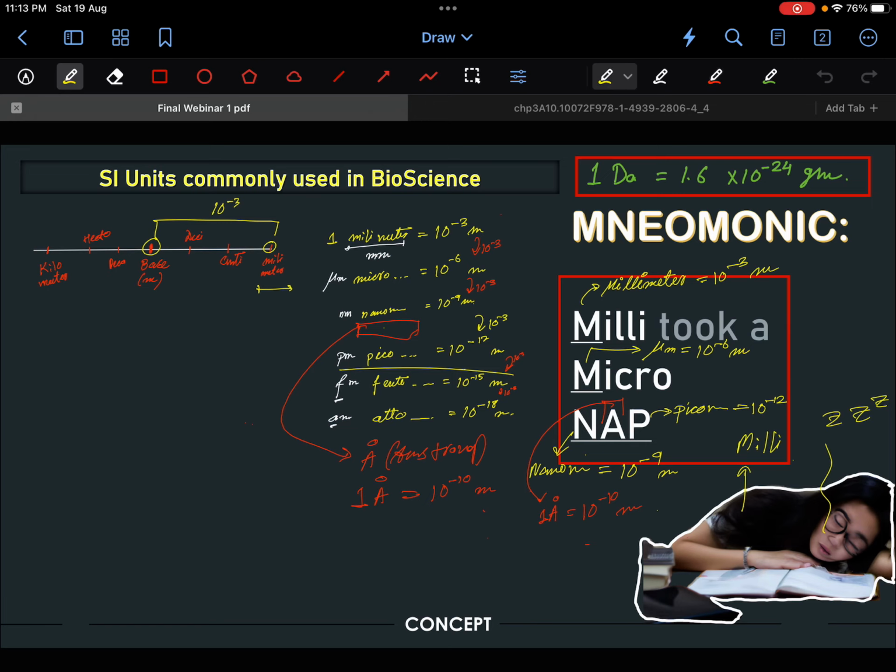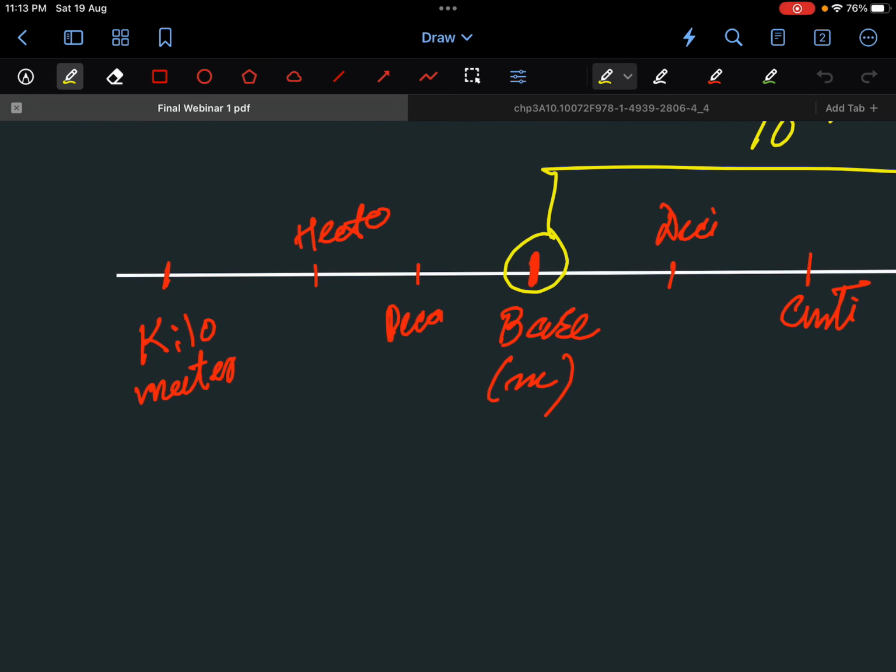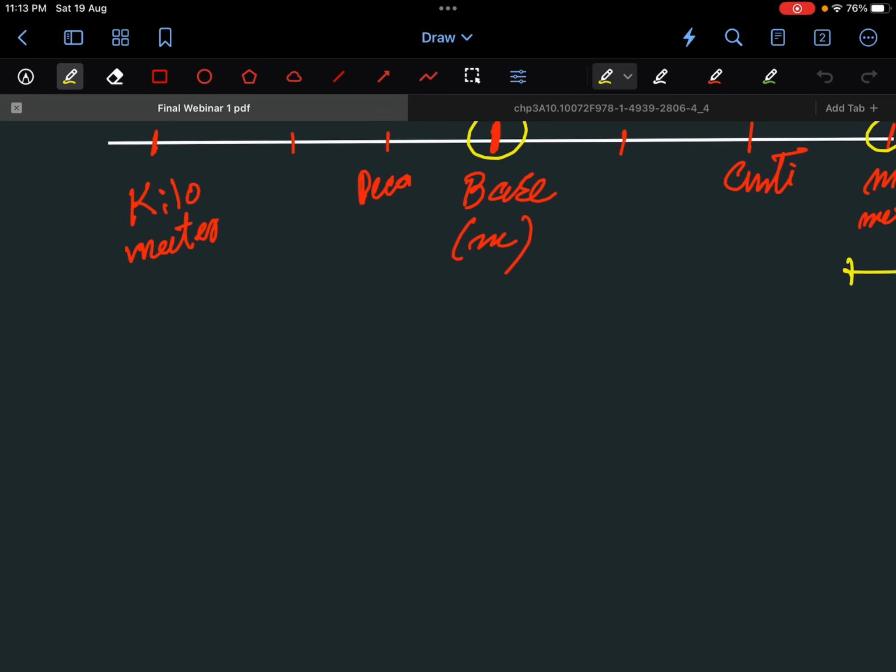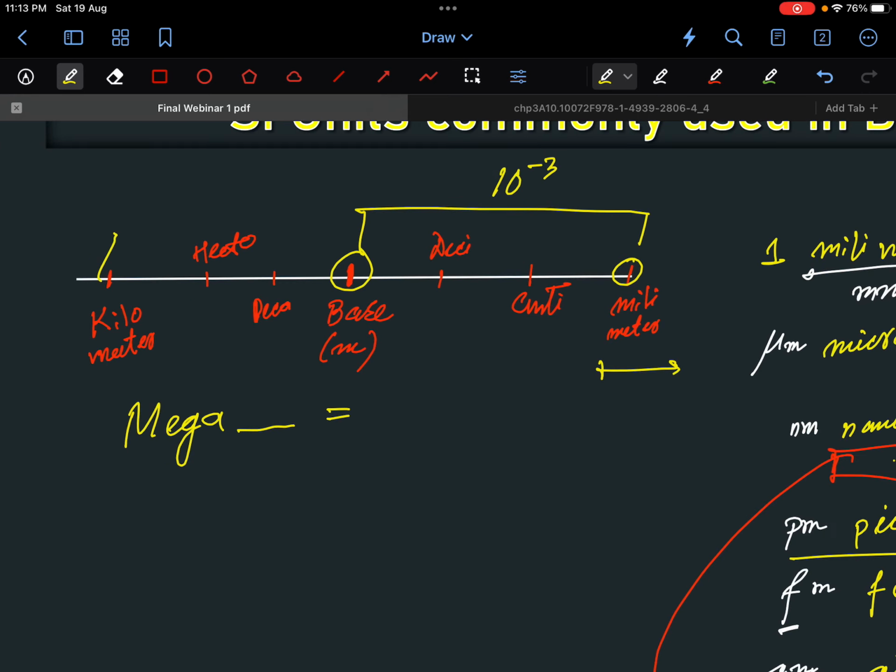Now let's see the bigger units, that is beyond kilometer or beyond hectometer. Beyond kilometer, there are only three things that you need to remember, that is mega, then again meter. What is megameter? Since kilometer is already 10 to the power 3 meter, megameter is equal to 10 to the power 3 plus 3, that is 10 to the power 6 meter.